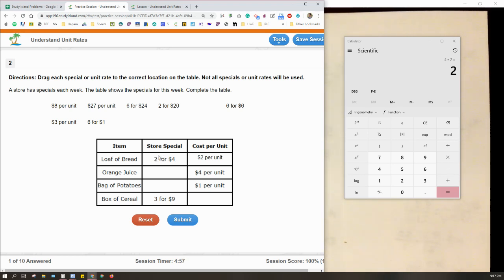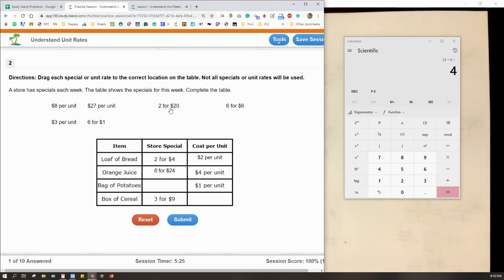A 2 for $4, a 6 for something. That's what we're looking for. All right, so 6 for $24. Does that work? What is $24 divided by 6? Dollars, because 24 is dollars, divided by 6 units equals 4, and there's the 4 we're looking for. So again, if you're looking for dollars per unit, divide the dollars by the number of things you're getting, and that's when you'll get your dollars per unit, your cost per unit.